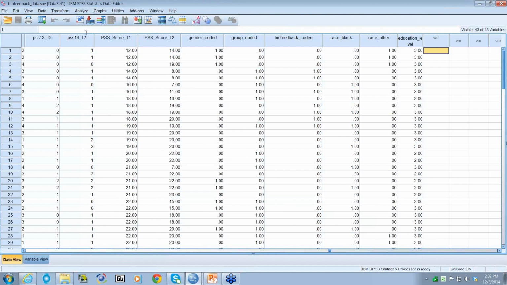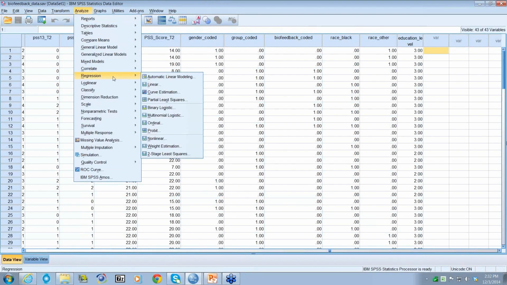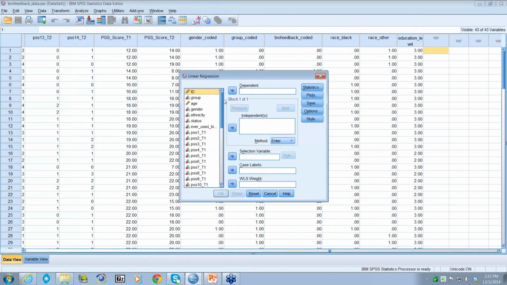All right, we're going to go up to Analyze. Now we're going to go down to Regression. We're going to go to Linear. The dependent variable is going to be our post-test score, time 2. And then for my independents, I'm going to put in my predictors. Time 1. I'm going to put in gender.